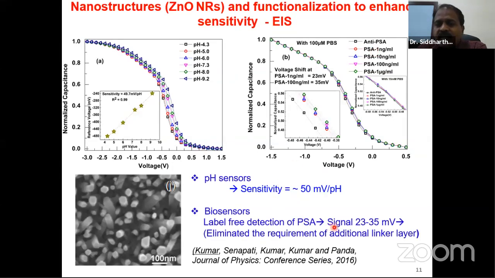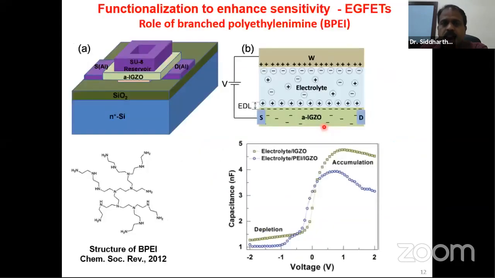What we found was indeed a signal shift, in this particular case 23 to 35 millivolt. And such a device could also measure complex charged molecules, but where the sensitivity is higher, I'll talk about a little later in this talk. So we saw two examples of using nanostructures: one was a nanoparticle and one was a nanorod.